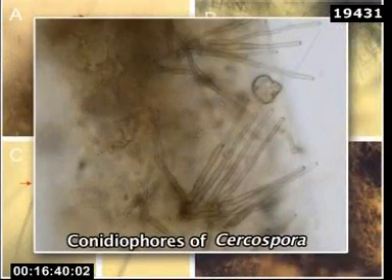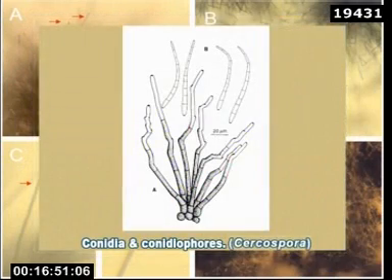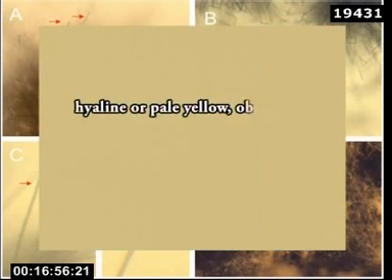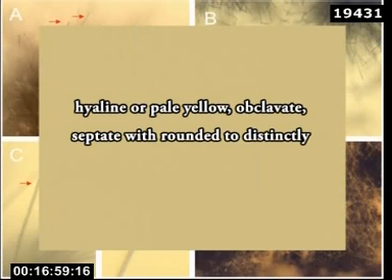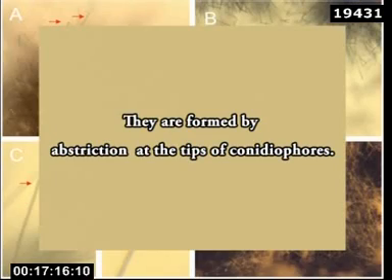In case of Cercospora arachidicola, conidiophores are olivaceous brown, simple, geniculate, continuous or septate. Conidia are mostly confined to the upper leaf surface. They are sparsely placed, hyaline or pale yellow, obclavate, septate, with round to distinctly truncate base and subacute tips. Conidia are 30 to 108 microns long and 6 to 8 microns broad. They are formed by abstriction at the tips of conidiophores.